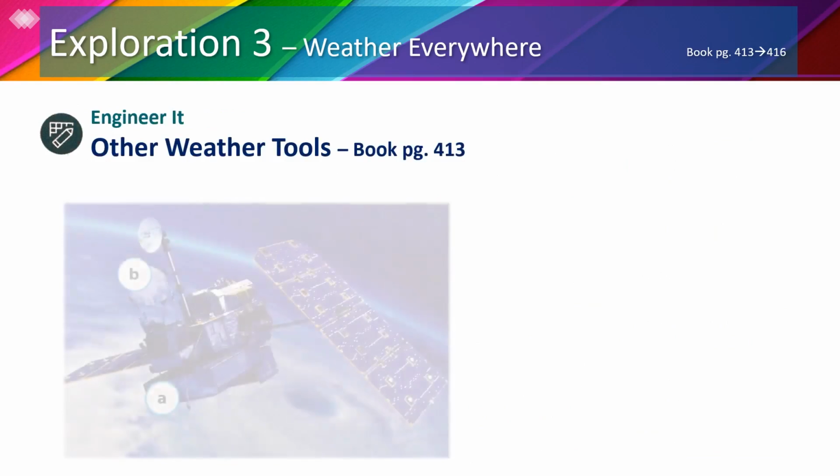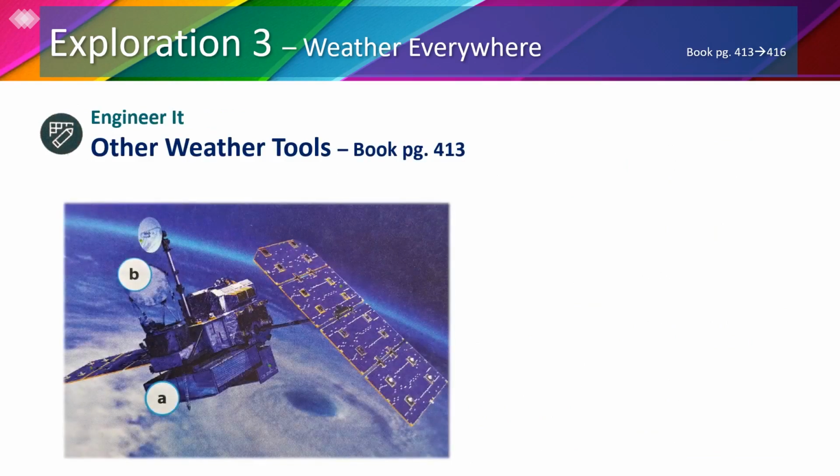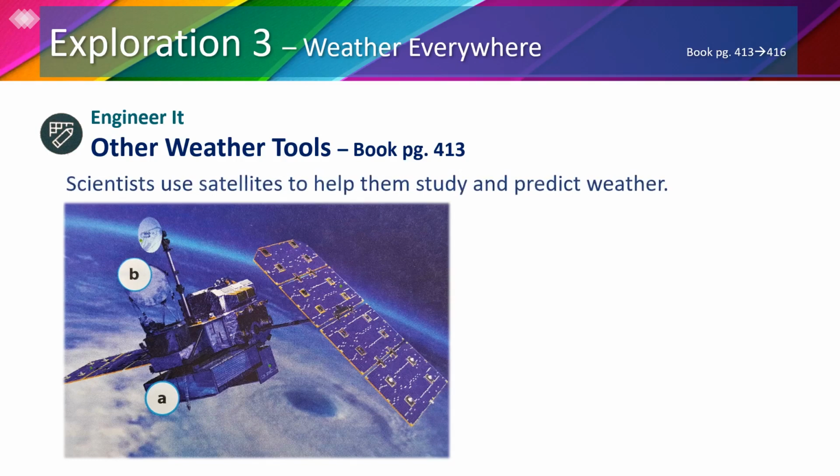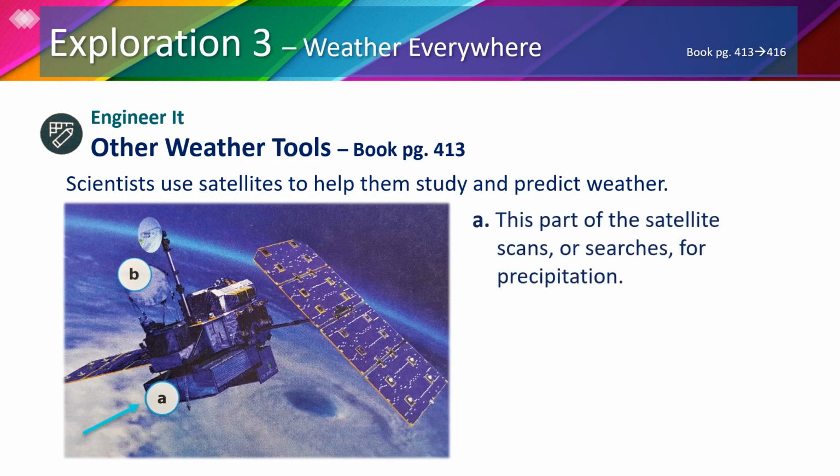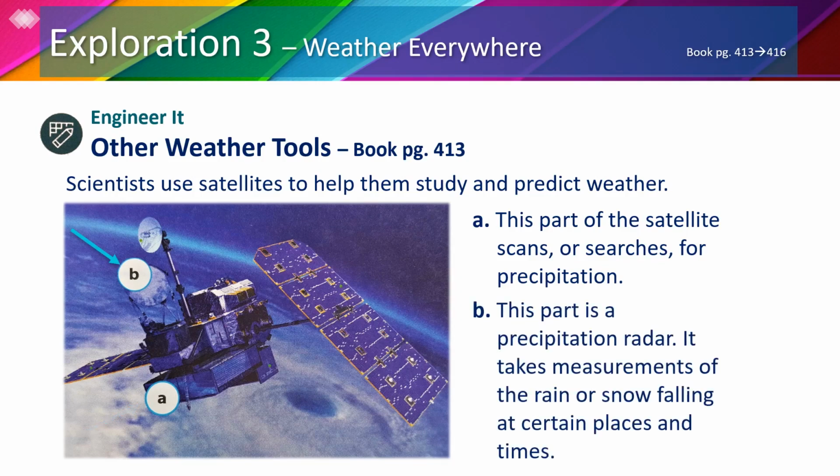At the bottom of this page, we can see a picture of a satellite. You've probably seen satellites before on TV or on the internet. Satellites rotate around the Earth. Scientists use these satellites to help them study and predict weather. This part of the satellite here scans or searches for precipitation. And this part here is a precipitation radar. It takes measurements of the rain or snow falling at certain places and times.